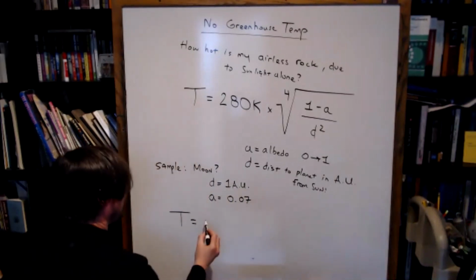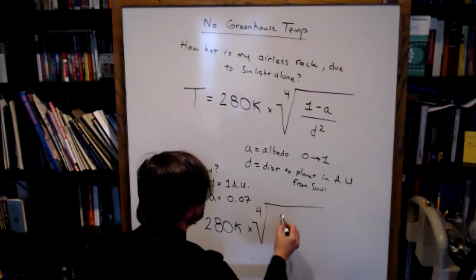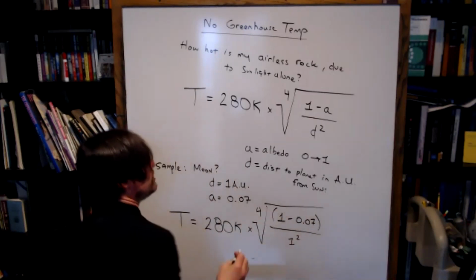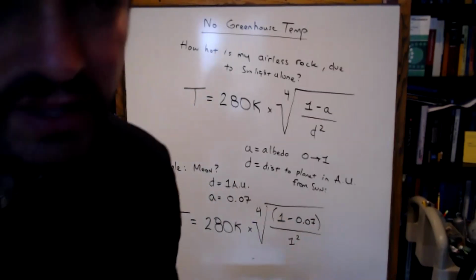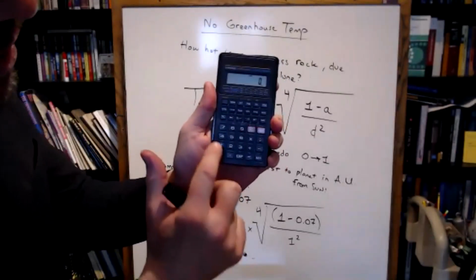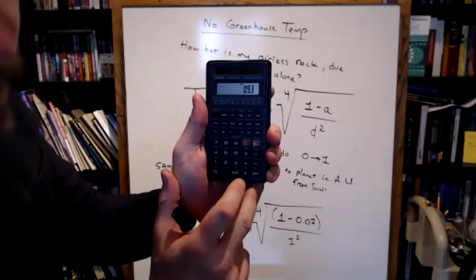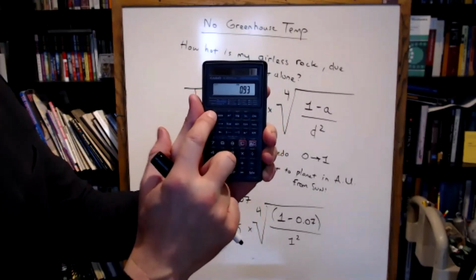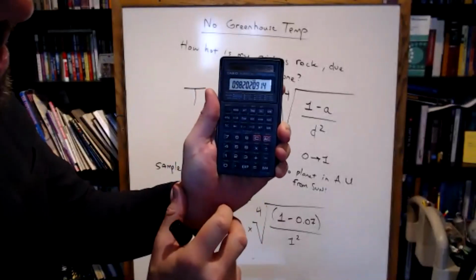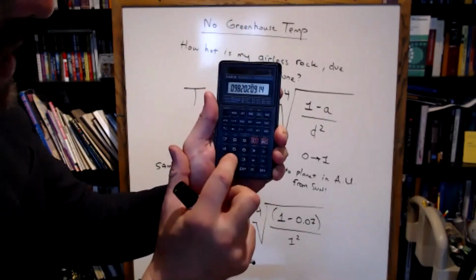All right, let's punch them up. 280 Kelvin times the fourth root of 1 minus 0.07. Probably ought to put that in parentheses. Actually, it's just being divided by 1 squared. So let me walk you through the punching of this, because this could be an adventure for some of y'all, okay? Got your Casios ready? We're going to do 1 minus 0.07, and then we're going to hit equals. Now, to do our fourth root, we have to do shift x to the power of 1 over y for 4, equals. That gives me 98%. And then I'm going to back multiply it by 280.